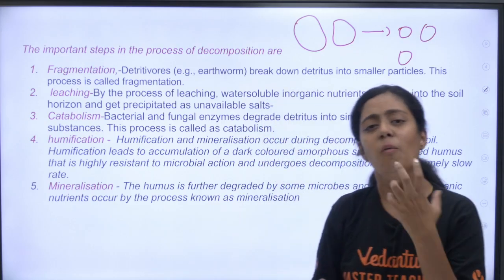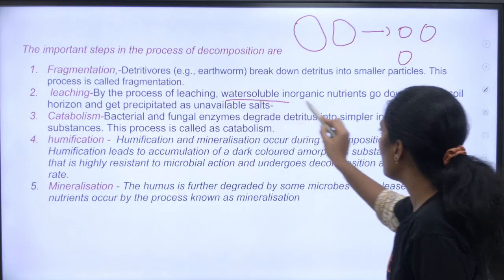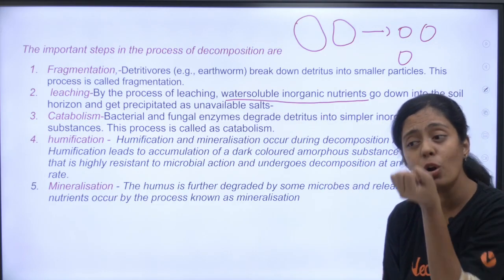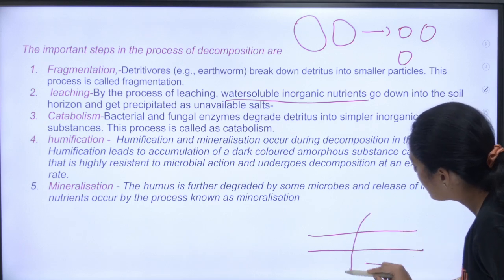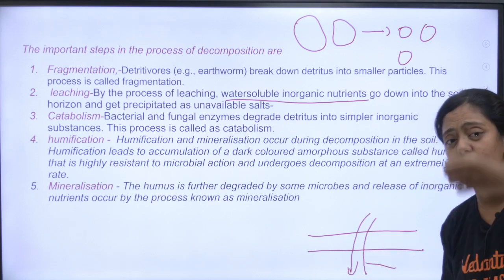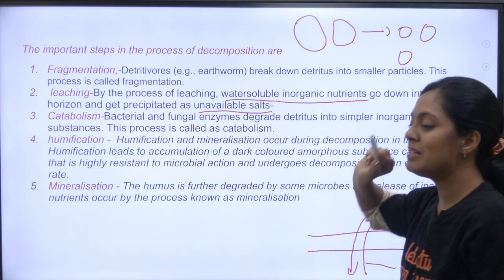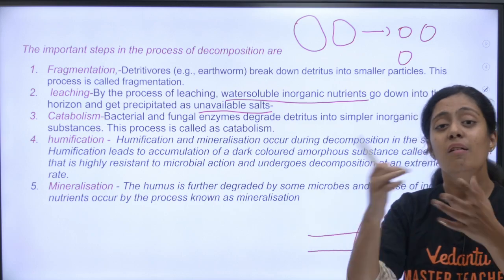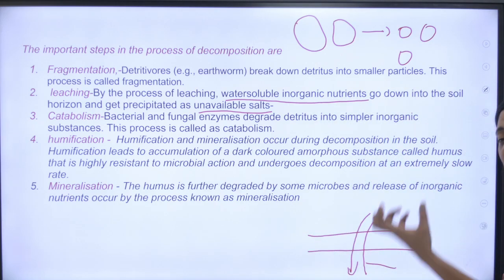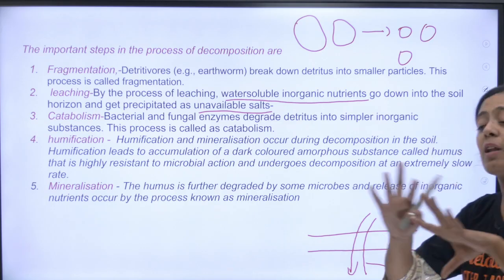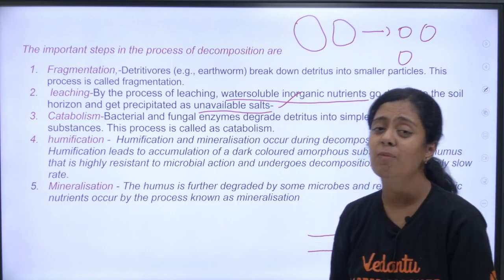What is leaching? What is actually happening, students? When fragmentation happens, the water soluble inorganic nutrients go down into the soil horizon. All the water soluble inorganic nutrients seep down and they get precipitated as unavailable salts. That is what we call leaching. What happens when fragmentation happens? All the water soluble inorganic nutrients go deep inside the soil horizon and get precipitated as unavailable salts. That's very important.